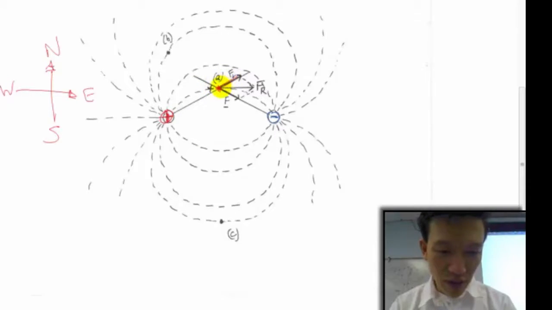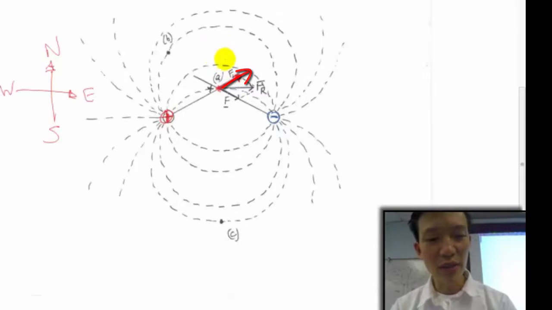And I'm measuring with my ruler. It's about 1 centimeter. It's already drawn in for you. I'm just going to color this in so you can see. And this is the force positive. The force positive is going northeast about 1 centimeter.